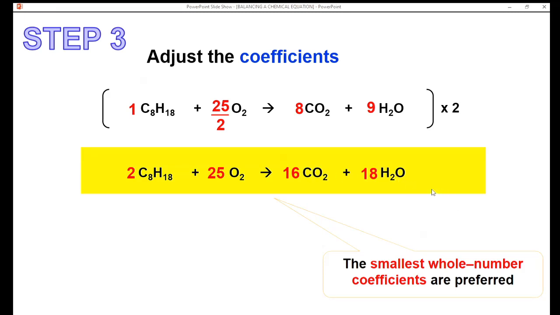Let's say if this equation can be simplified, yes, we can simplify an equation. But for this case, this is the most simplified balanced equation. We could not divide by another number because this is the simplest one.